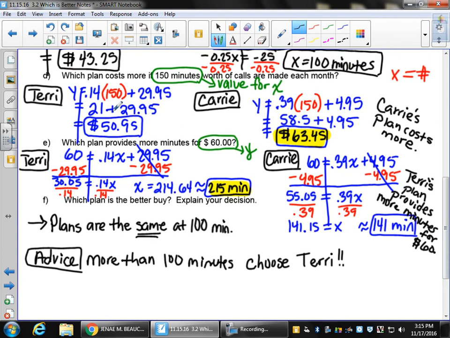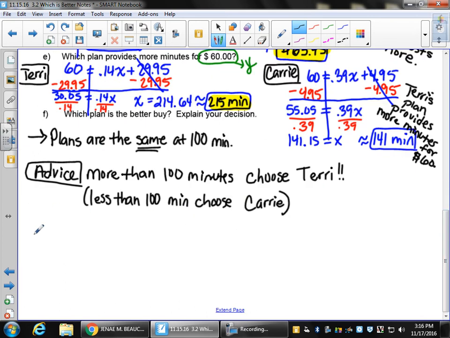And we were able to figure that out because in D, like I said, we plugged in something more than 100, and Terry's plan came out more expensive. So if more than 100 minutes, choose Terry. That means less than 100 minutes, choose Carrie. And when in doubt, if we're not good with the reasoning side of this, just choose a value. So for example, proof.